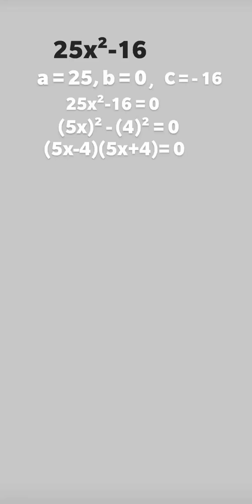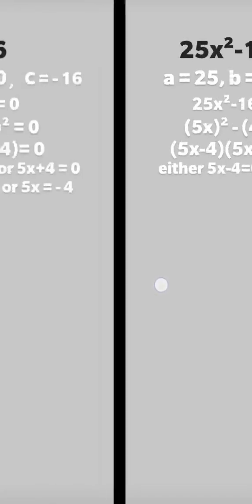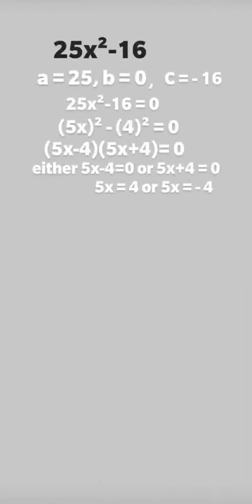and therefore what I will write in the next step is either 5x minus 4 is equal to 0 or 5x plus 4 is equal to 0. And then I will solve these two linear equations for x. 5x minus 4 is equal to 0. Therefore we will get 5x is equal to 4. And 5x plus 4 is equal to 0. Taking plus 4 from this side to that side, it becomes minus 4. We will get 5x is equal to minus 4.